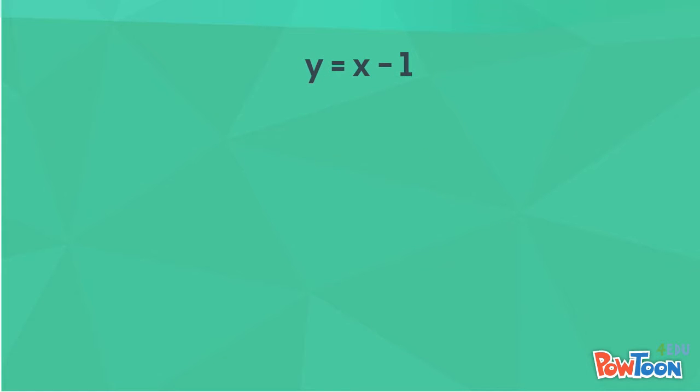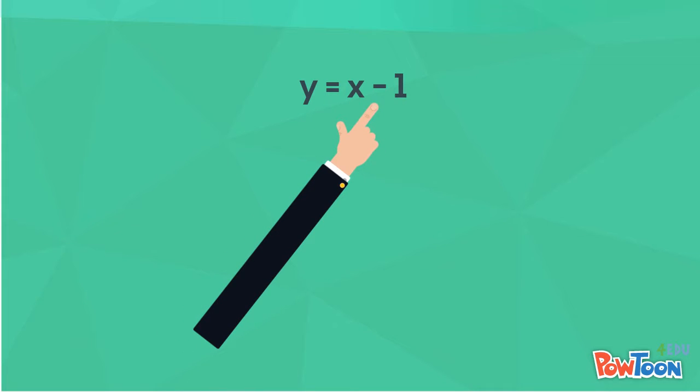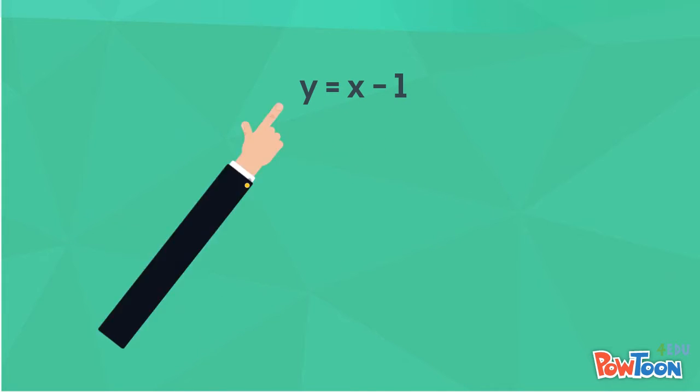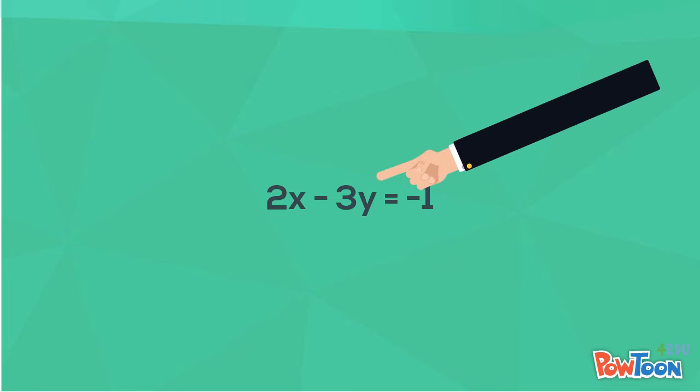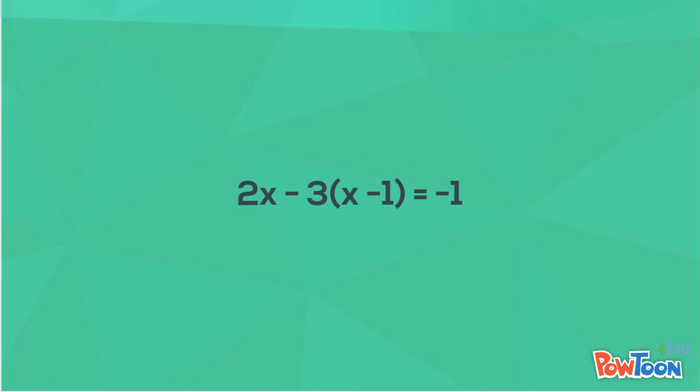Let's look at our first equation, y equals x minus 1. If you notice, there's one variable, the y, that is all by itself. This is the equation we're going to start with to solve the problem. We're going to take the x minus 1 from our first equation, and we're going to substitute that into the y in the second equation. So we'll now have 2x minus 3 times the quantity x minus 1 equals negative 1.